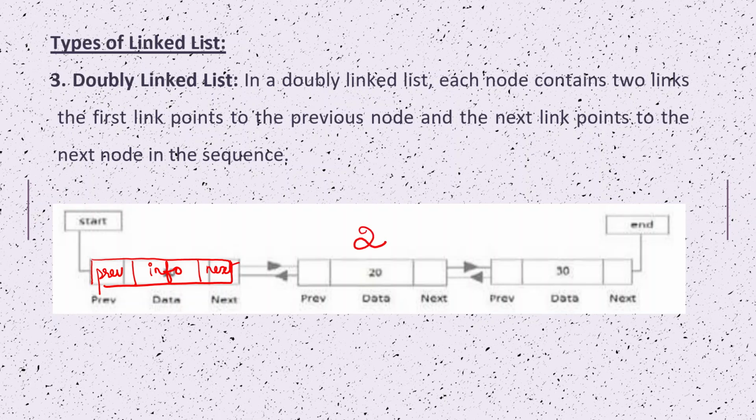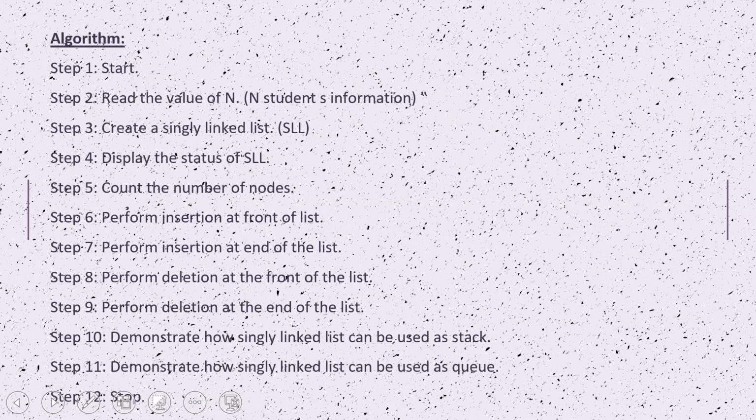For example, if I take nodes like this, so this particular node 2, in that the previous part will contain the address of your previous node, as in the address of 1. And here it will contain the address of the next node being 3. This is how the doubly linked list works.